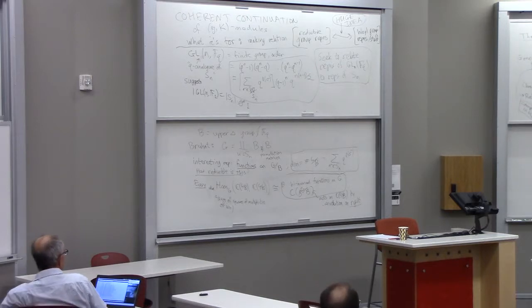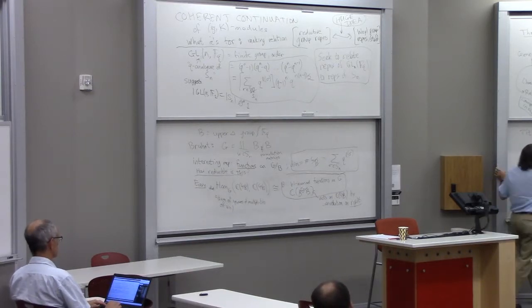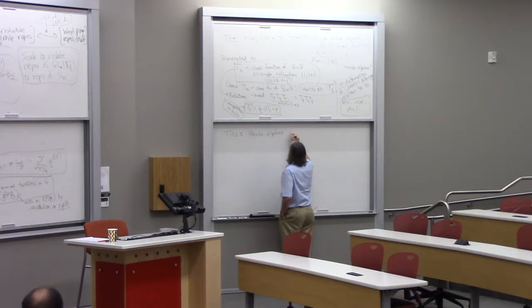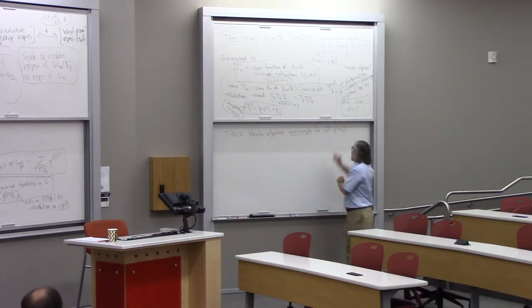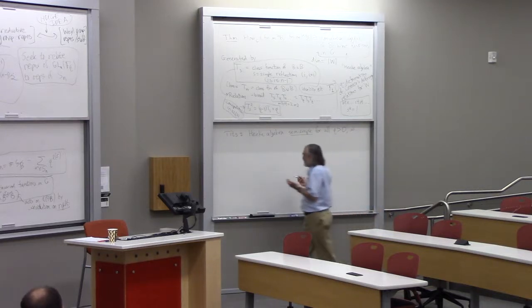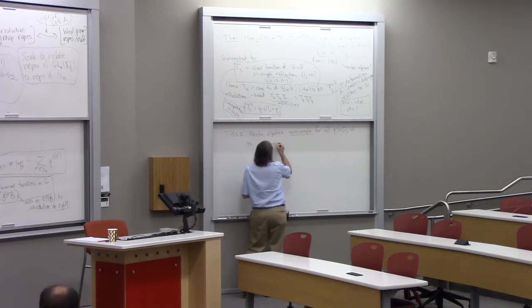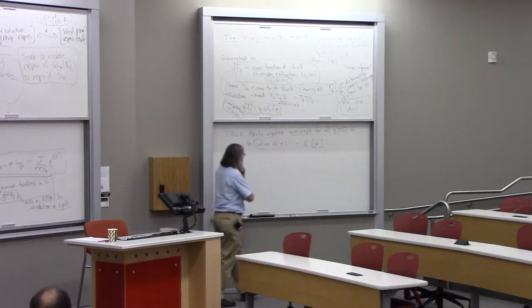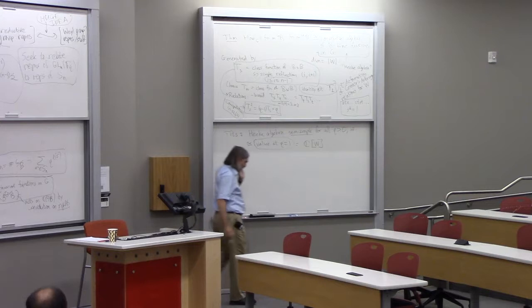At any rate, I guess it was Tits who showed that this Hecke algebra is semi-simple for all positive values of Q, and therefore isomorphic to the value at Q equals 1, which is the group algebra of W. So at Q equals 1, as I say, you're just getting the group algebra of W.